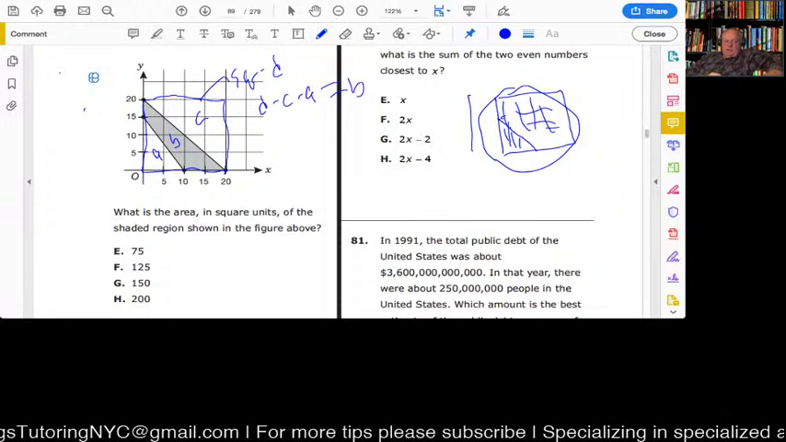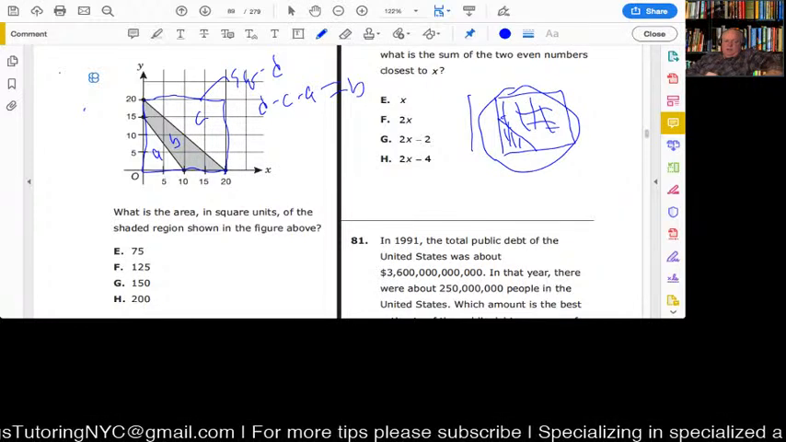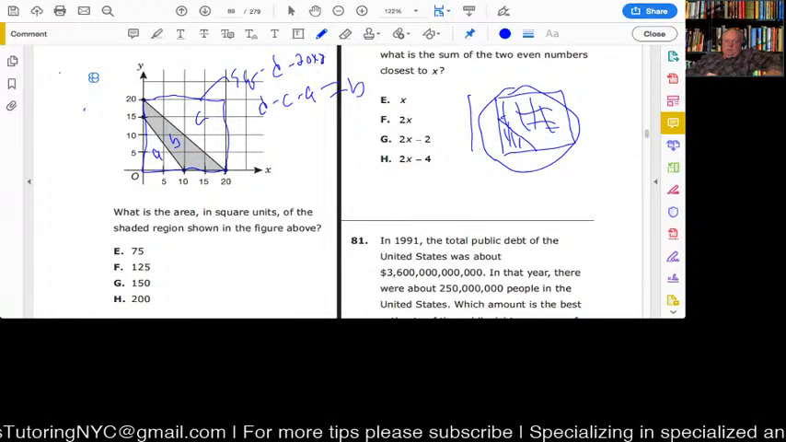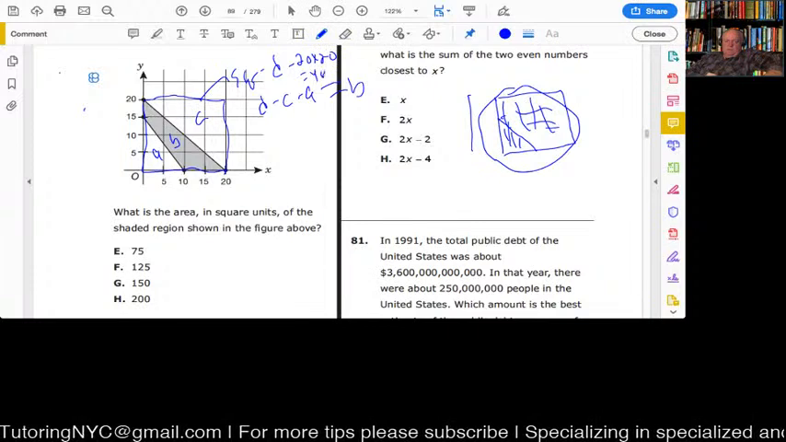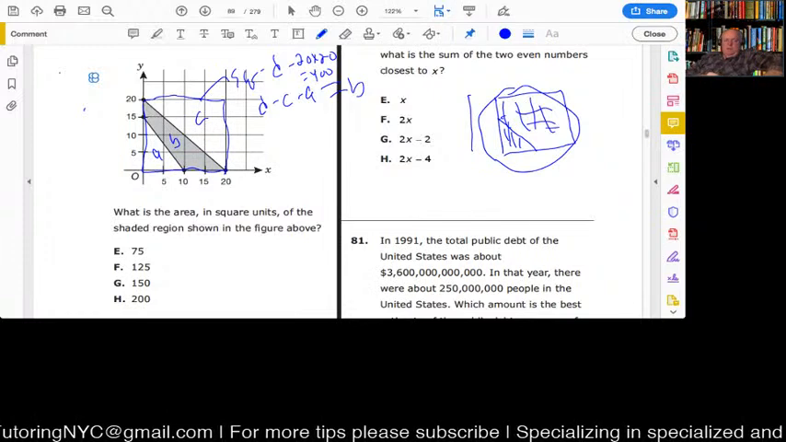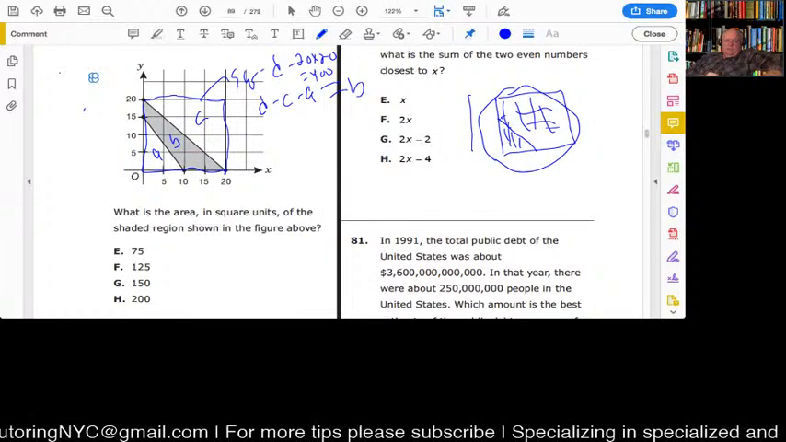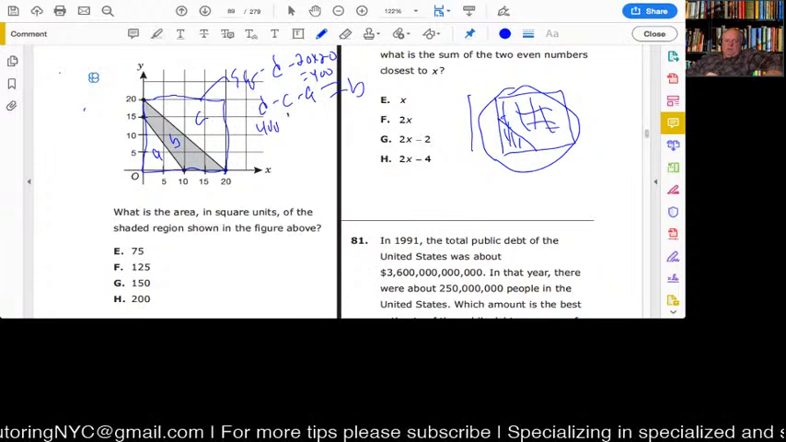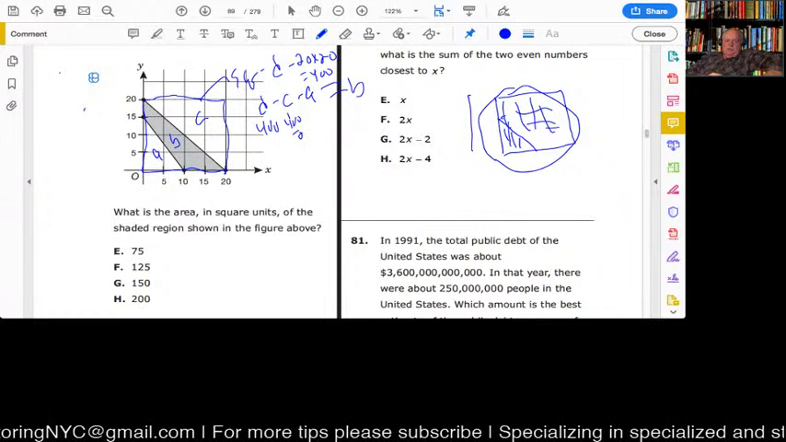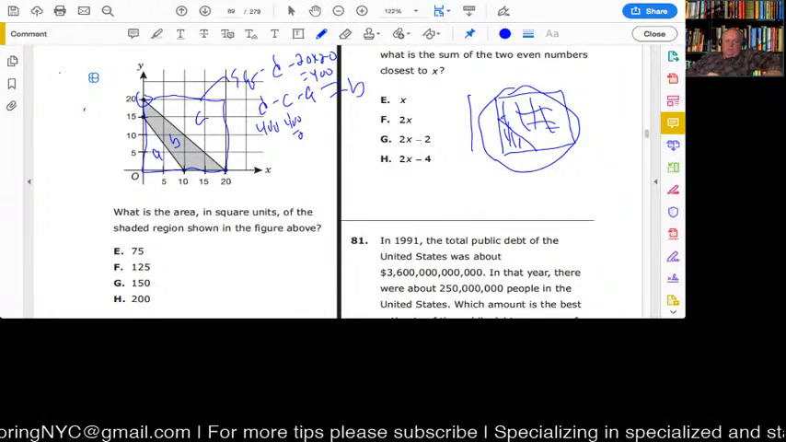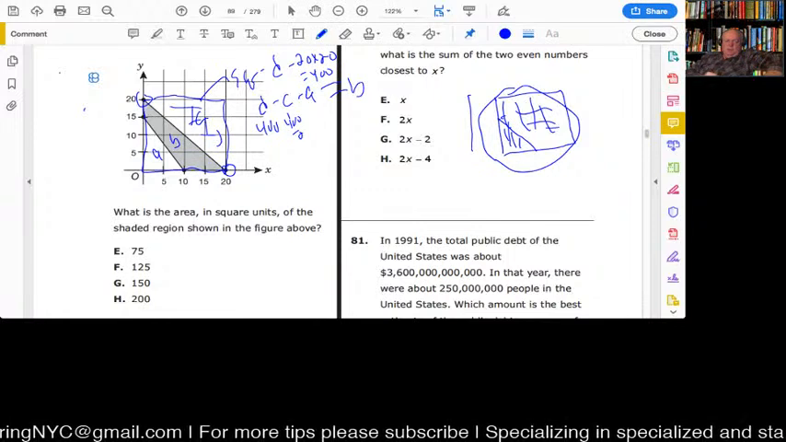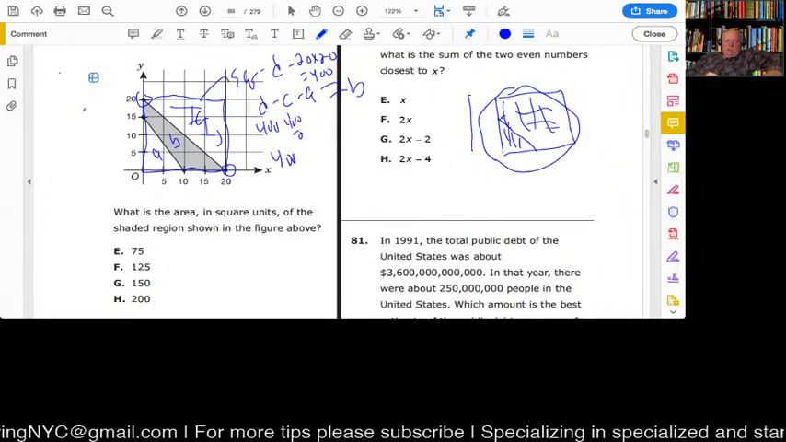So this is 5, 10, 15, 20. So the area of the square is 20 times 20, or that's 400. Okay. So C is half of the square, right? So we have 400 here. C is 400 over 2, right? Because it's half of the square. Over here is the diagonal. So we can get rid of all this here. Okay. So we're going to have 400 minus 200.